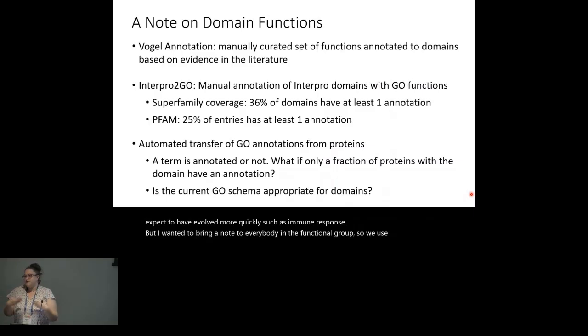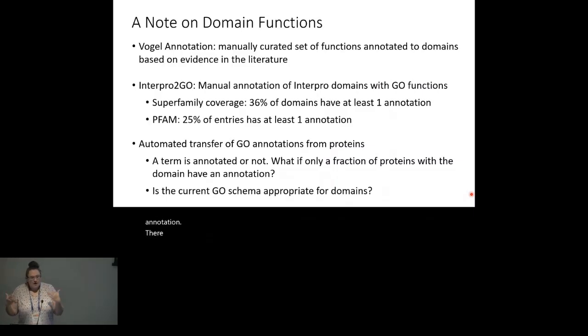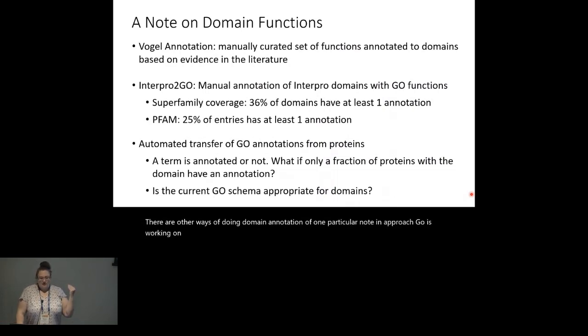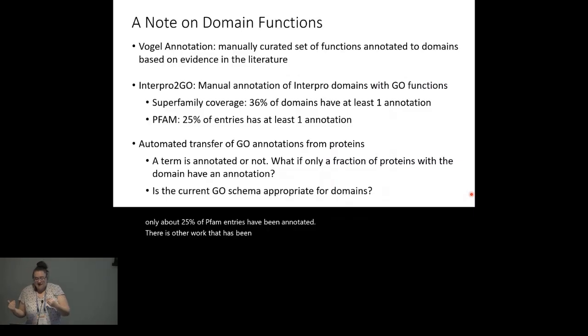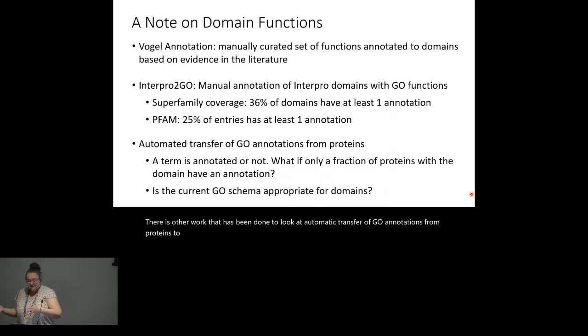So we use this Vogel annotation. There are other ways of doing domain annotation. Of one particular note, InterPro2GO is working on annotating all the domains at InterPro. However, at this point, if you look at the SUPERFAMILY database, only about 36% of domains have been annotated. And for Pfam, only about 25% of Pfam entries have been annotated. There is other work that has been done to look at automatic transfer of GO annotations from proteins to domains.